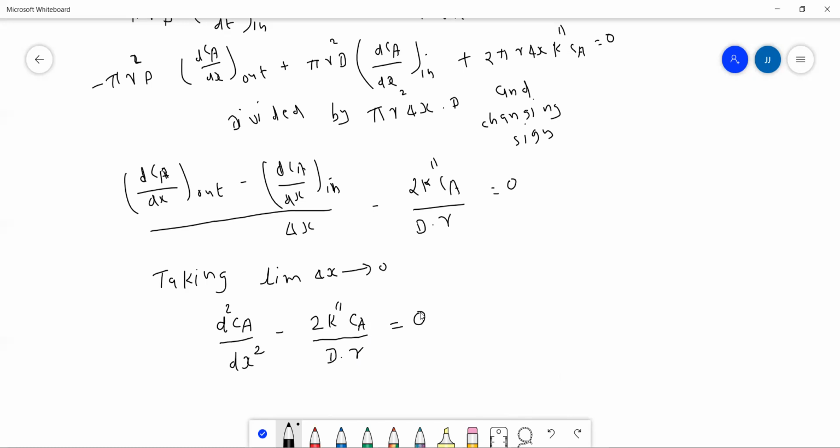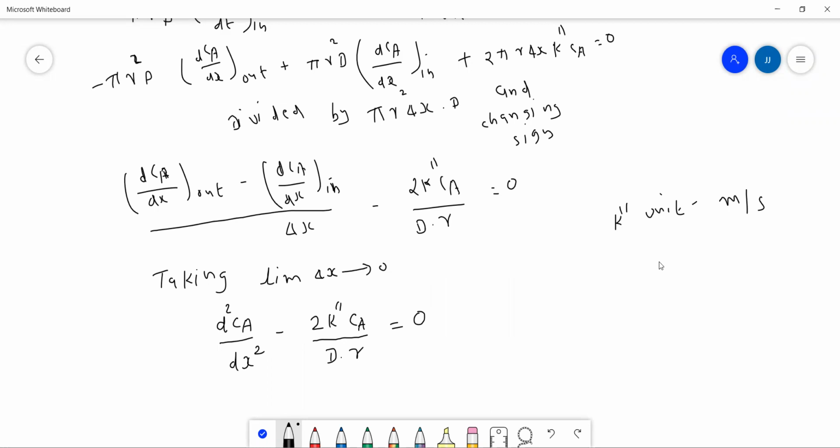Now the rate is based upon the unit surface area of the wall of the catalyst pore, because when we wrote the term for generation, the rate was taken based on unit surface area of the catalyst pore. We also derived the unit of k double dash: it has a unit of meter per second, or length per time.